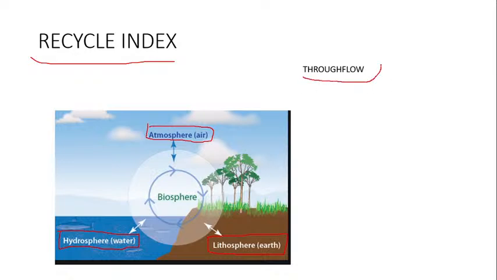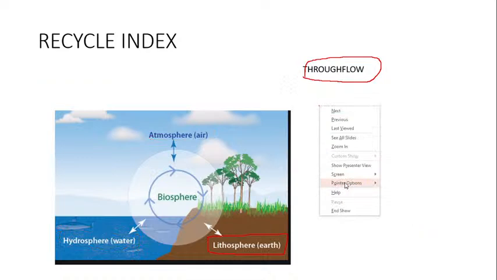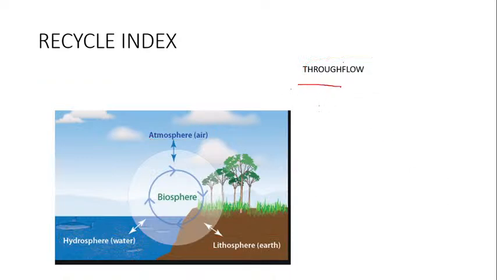Now what is through flow? After that I'll write the equation. Through flow. Through flow means the sum of all the inputs minus change in the storage. Sum of all inputs.